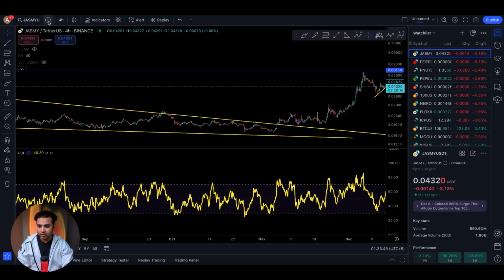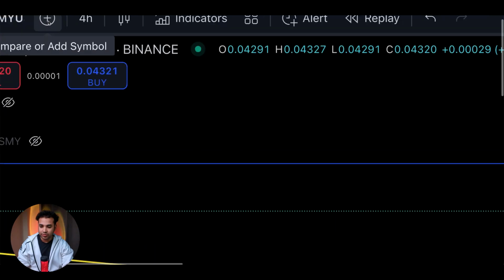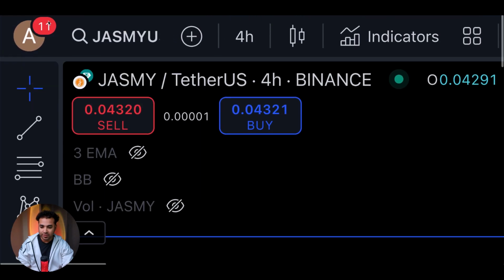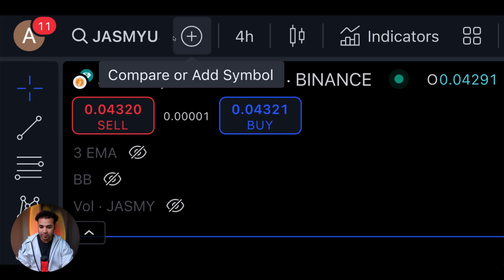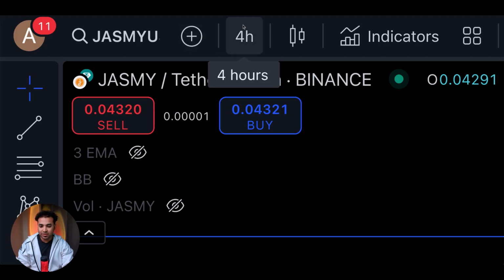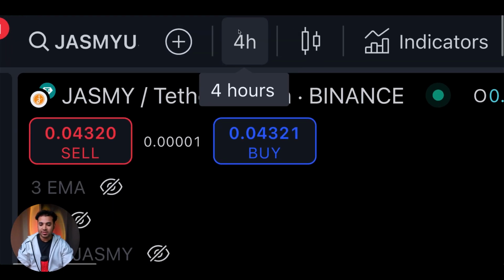But anyways, very quickly, on the top left, we do have this little panel, and you're going to have the name of the coin. You're going to have a plus symbol, and then you're going to see 4H. Basically, this is the time frame. And why did I start off with the time frame?